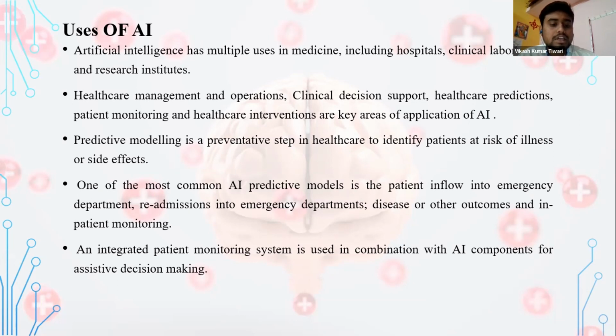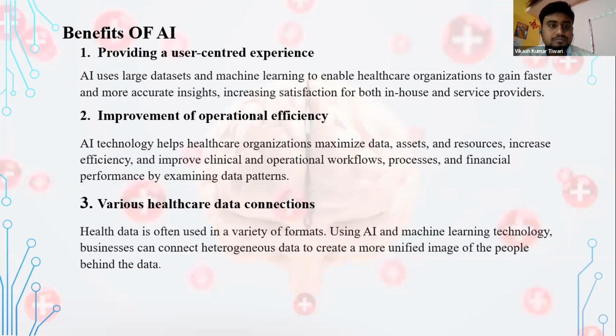And in the integrated patient monitoring system also, we are using AI for assistive decision making, that is, what decision we have to take and what to tell the patient. Nowadays we can ask a doctor virtually, or a doctor on call facility is available. So AI makes this easier for people nowadays.